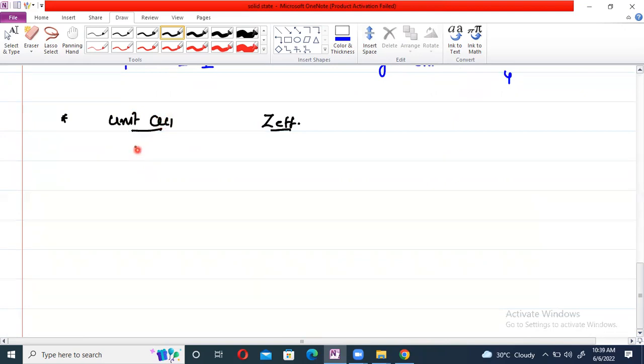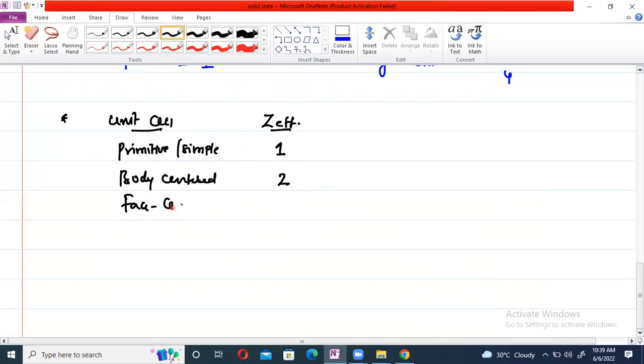So remember, if the unit cell is a type of primitive or you can say simple, then its Z effective is equal to 1. But if it is a body centered type of unit cell, its Z effective equal to 2. And if it is a face centered type of the unit cell, then Z effective equal to 4.